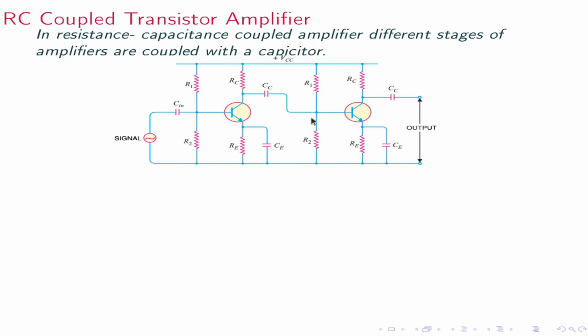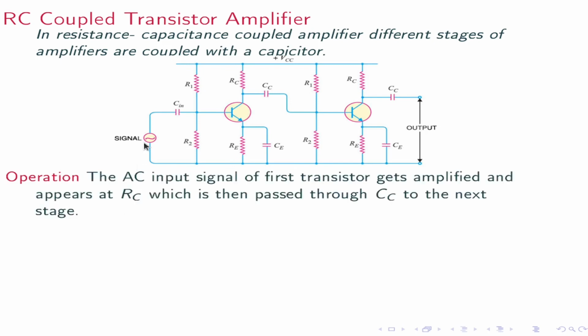This is the first stage, this is the second stage, and two transistors. That first stage is coupled with the capacitor CC. Suppose G1 is the gain of the first stage and G2 is the gain of the second stage. The gain of this two-stage amplifier is G equal to G1 into G2. If you are calculating in decibel, G is equal to G1 plus G2.